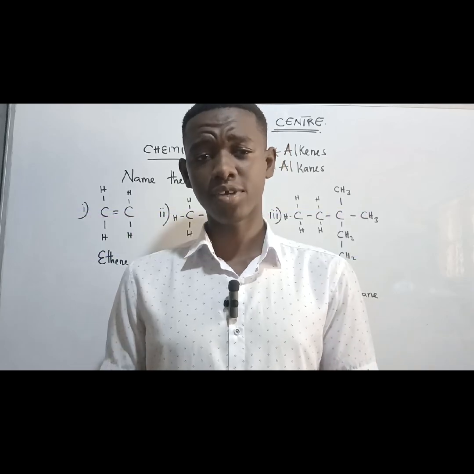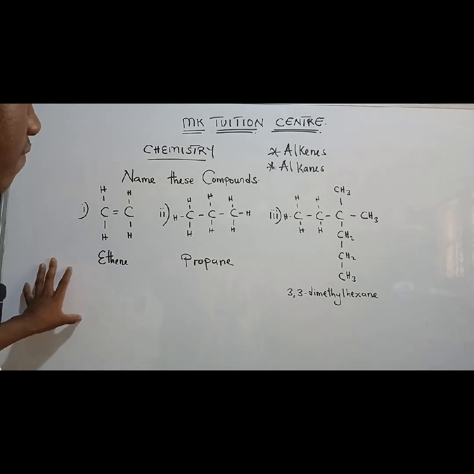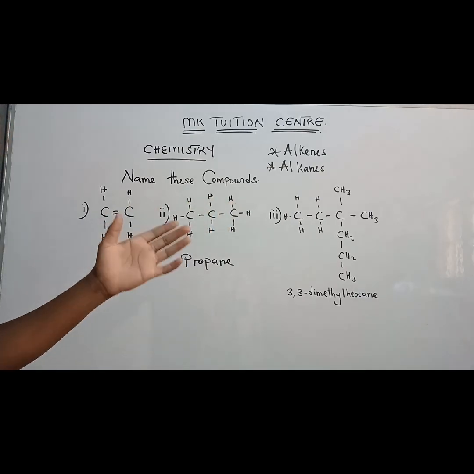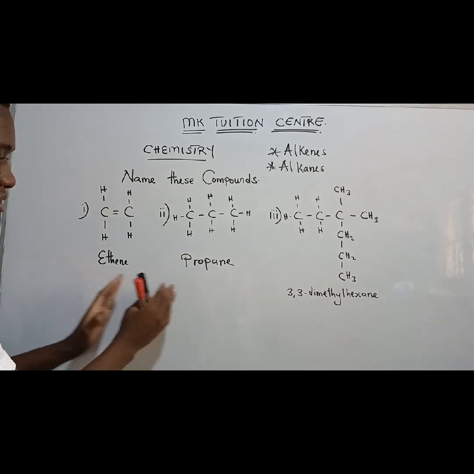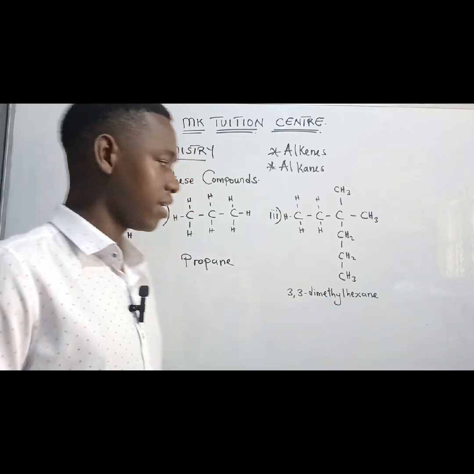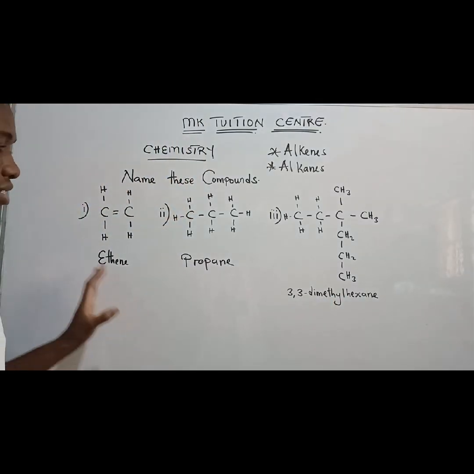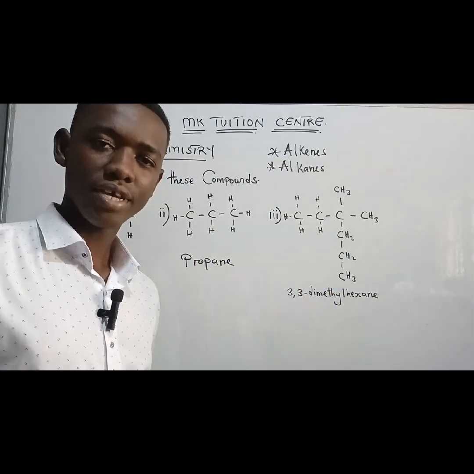Let's have a look at organic chemistry. Okay, so with me here I do have some organic compounds. So we do have some alkanes and one alkene right here. This one is ethene, propane, 3,3 dimethylhexane. Now the question is, how did we reach these names? This is what we're going to do in this video.